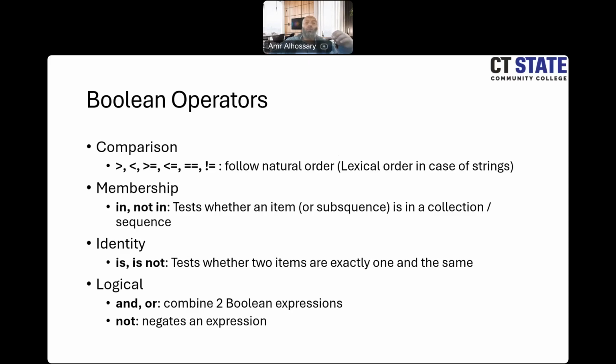Next group is the membership group. They have two operators, in and not in. They test whether an item is present in a collection, or a subsequence is present within a sequence. We'll come to examples very soon. The third is identity, which tests whether the two items are exactly one and the same object. So we have is and is not.